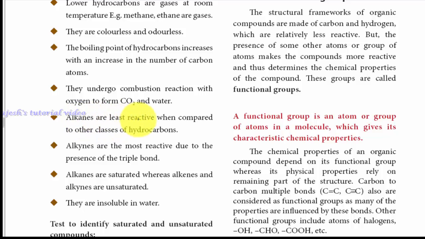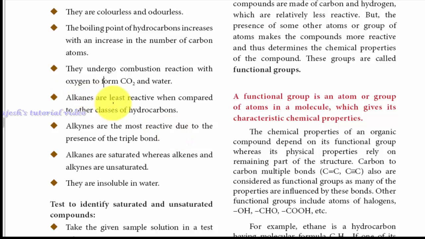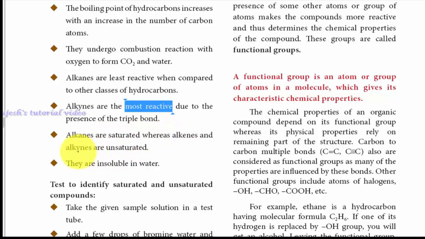Alkanes are the least reactive among the hydrocarbons because they are saturated. Alkynes, because they have a triple bond, are the most reactive. Alkanes are saturated, whereas alkenes and alkynes are unsaturated. These are the general characteristics of hydrocarbons.